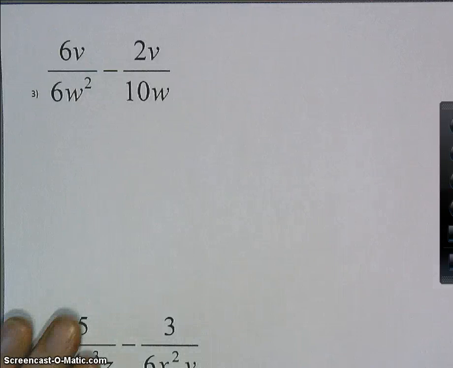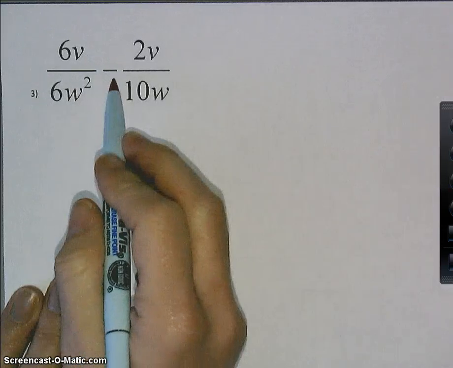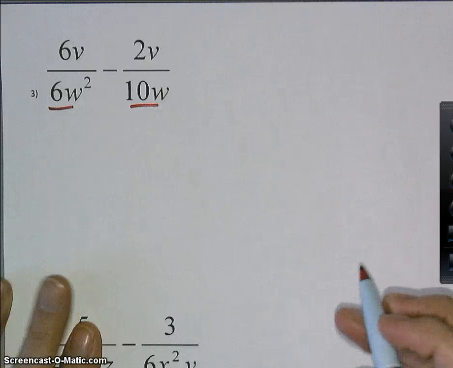Okay, let's move on to example 3. Once again, I'm subtracting, so I need a like denominator, and I do not have one.